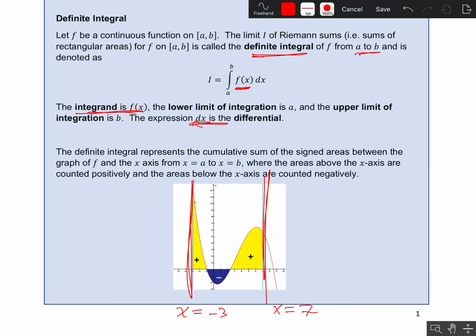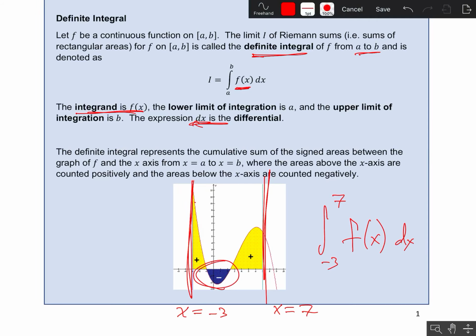So if I wanted the area between those two bars, the way that I would write it is as the integral from -3 up to 7. So those bounds of integration are going to tell you the two boundaries between which you want the area. And then we would say whatever function we want to be integrating, and then the variable that we want to integrate with respect to.